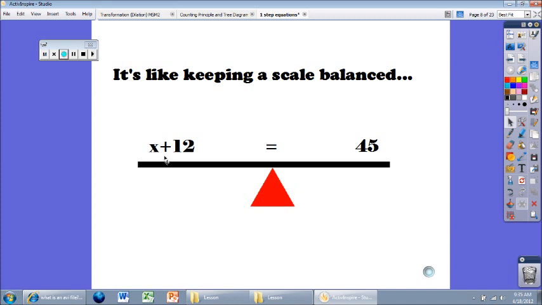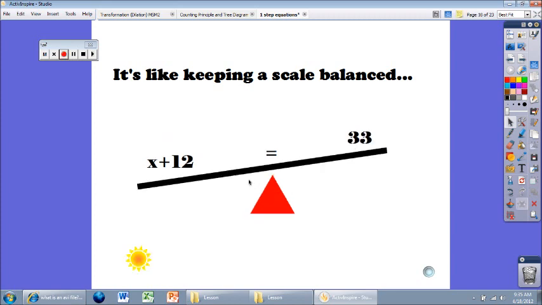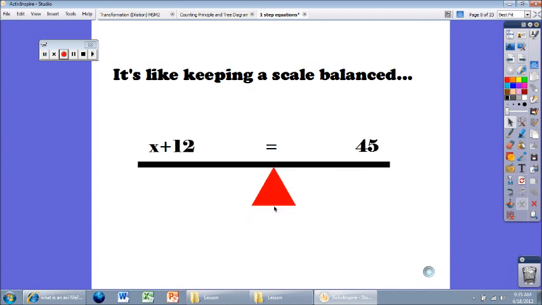I have to do the inverse of what's next to the x. So the inverse of plus 12, or the opposite of plus 12, is minus 12. So we're going to do that. So we took 12 away from over here. So now I'm not balanced. So just like our golden rule of algebra, we said we have to do the same thing to both sides.